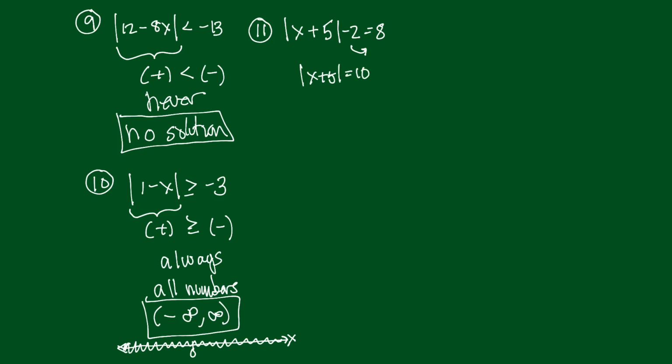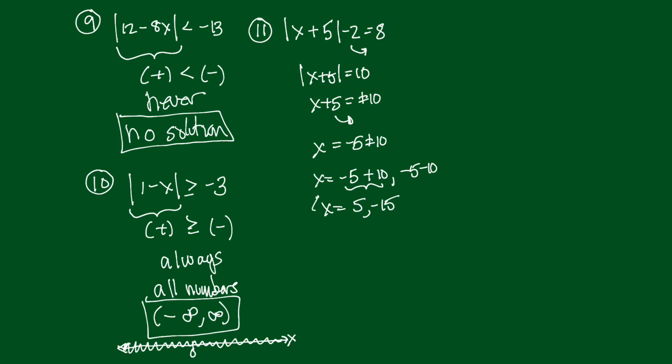Now, I can just do this directly. I'll do this 2 ways. Here's what I could write. Take the absolute value off. X plus 5 equals plus or minus 10. Subtract 5. I'll get x equals negative 5 plus or minus 10. And now that tells me x is negative 5 plus 10 or negative 5 minus 10. So I'll get x equals, now negative 5 plus 10 is 5, negative 5 minus 10 is negative 15. Now that's my equation form.